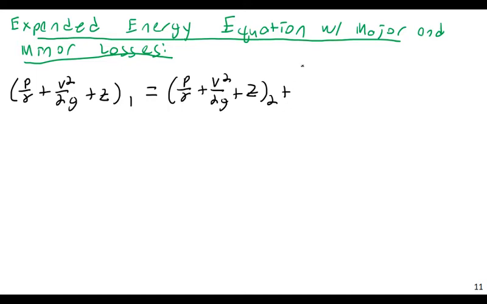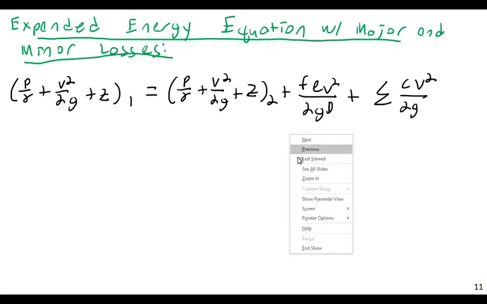plus our two loss terms. We're going to have two different loss terms: f L V squared divided by 2g D, plus the summation of C V squared over 2g.